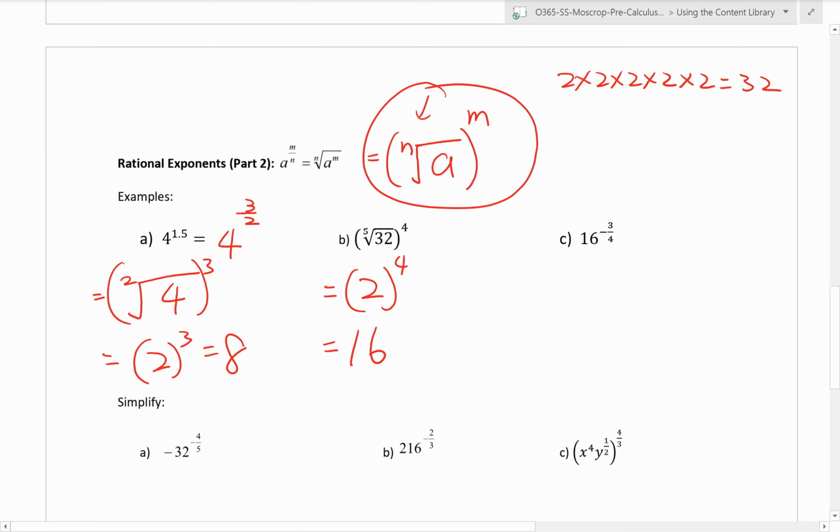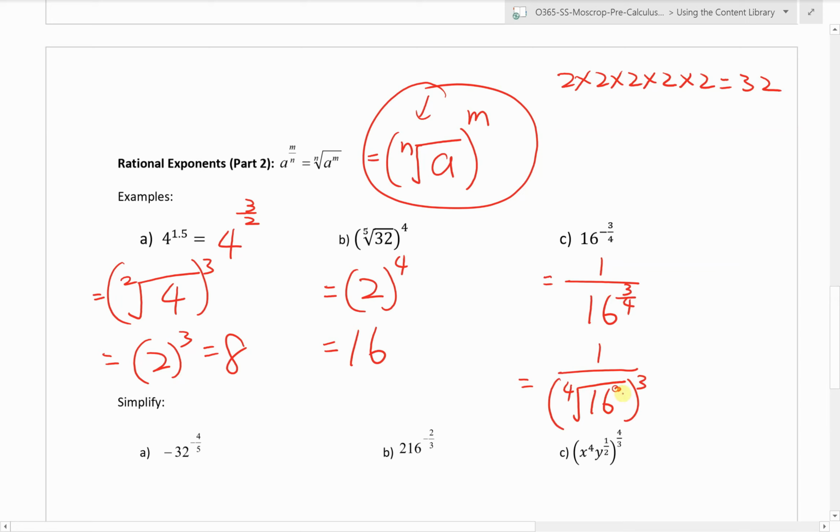Part C, I'll do this one and I'll let you try the next 3 here. This one, I see a negative exponent, so I need to deal with that first. Remember, whenever you see a negative exponent, all you need to do is change that into its reciprocal. So 16 becomes 1 out of 16, and now the exponent becomes positive. Once we've done that, we can then turn this into the radical form. Radicand is 16 because that's the base. Index is a 4, and we're going to take the cube.